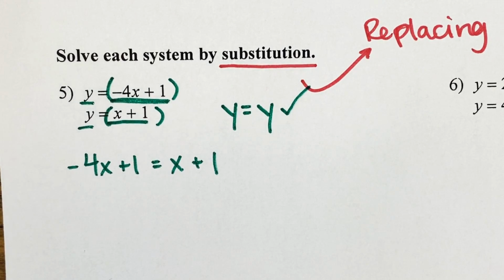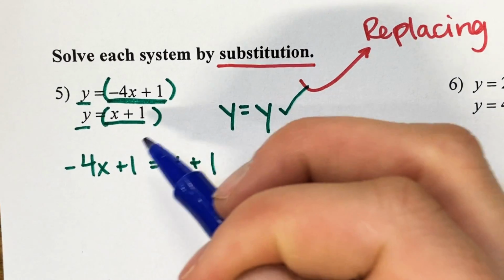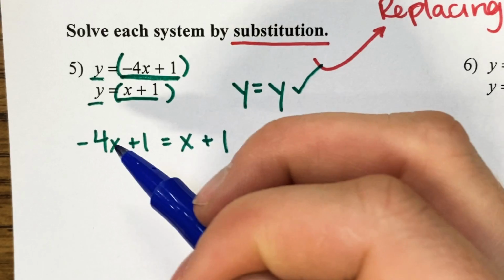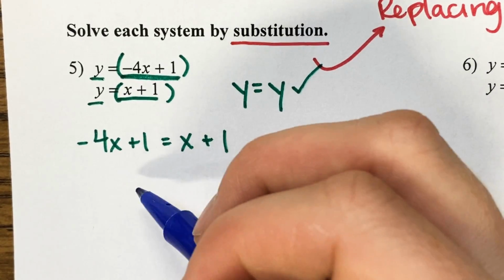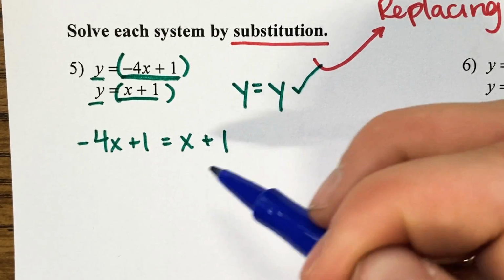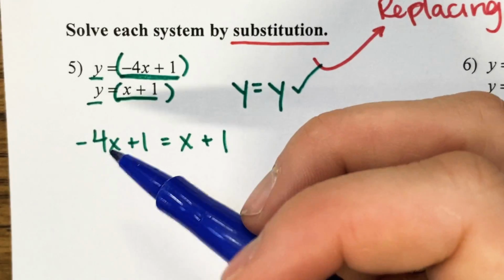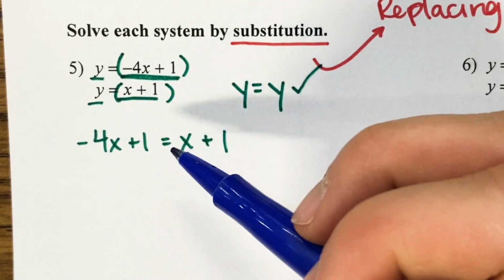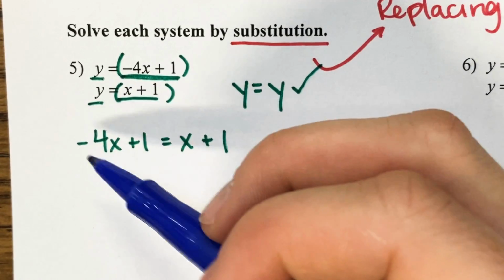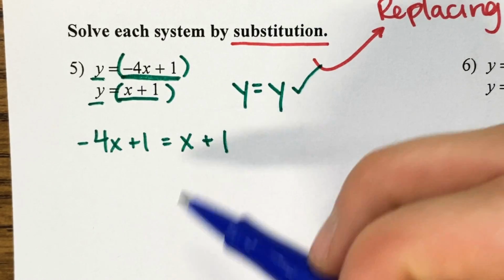Okay, but in order to solve, we need to have all of our x's on one side of my equal sign. See how I have negative 4 over here and 1 right here? Well, we need to move either one of these over so they're all on one side. I like moving the smaller one. Negative 4 is smaller than 1. So let's go ahead and move these over here.